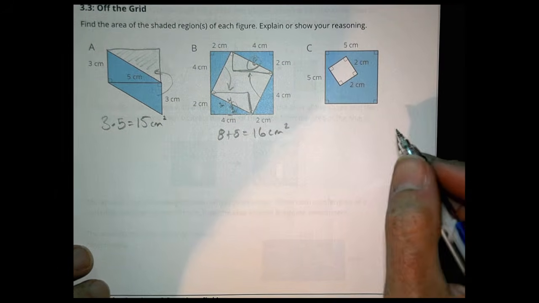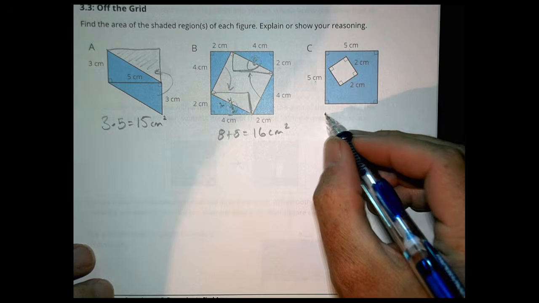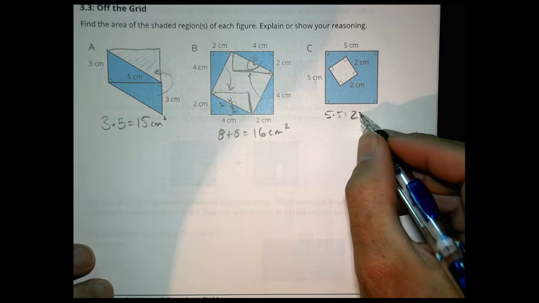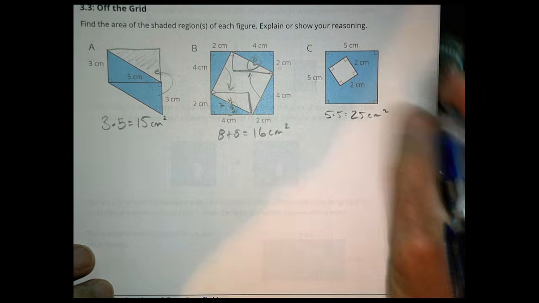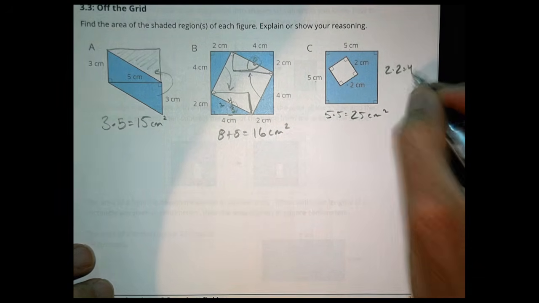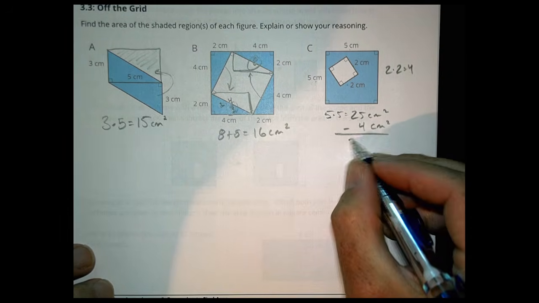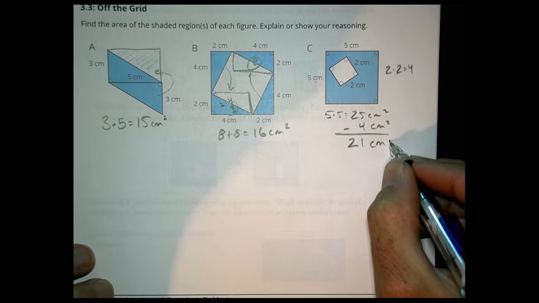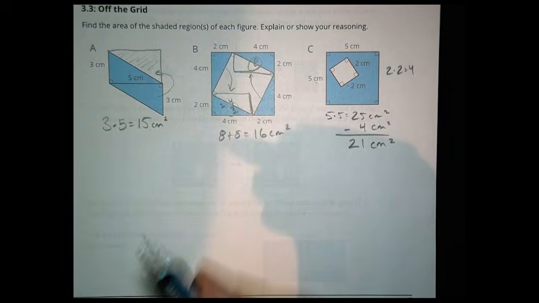And the last one here, we have a large square, which is 5 by 5, which is 5 times 5 is 25 centimeters squared. But then we have something on the inside we need to take out, don't we? This is a 2 by 2, so 2 times 2 is 4. So we're going to subtract the 4 centimeters squared on the inside to leave us with 21 centimeters squared for choice C.